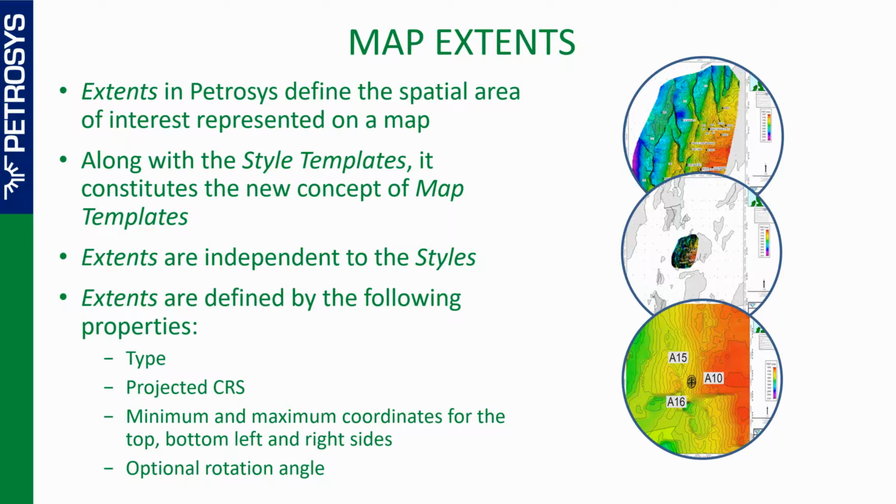Extents are defined by the following properties: the type of extent, which could be either fixed or dynamic, the CRS in which the data is projected, of course, the minimum and maximum coordinates for the top and bottom, left and right sides of the map, and an optional rotational angle which you can apply to the extent.